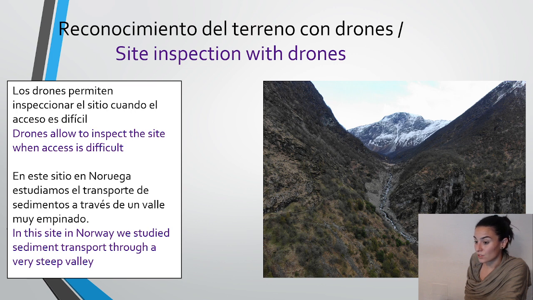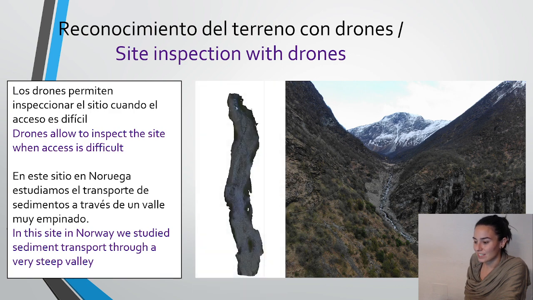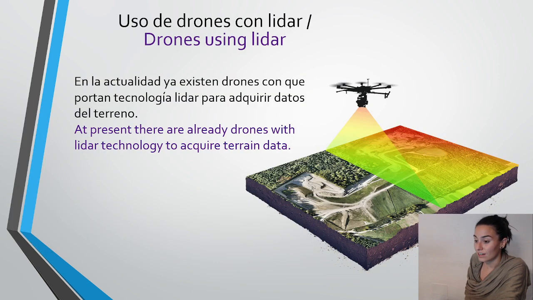Site inspection with drones is very interesting. For example, in this valley where access was really difficult, being able to have a look at least with the drone is useful. And this is the model we created from the flight.